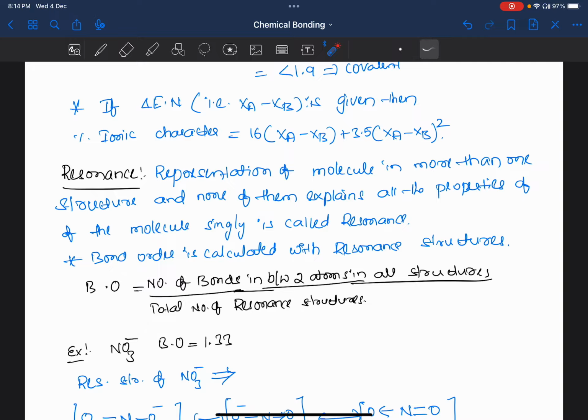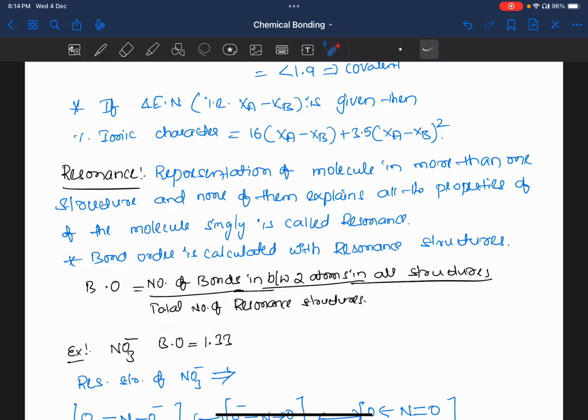But here resonance means representation of a molecule in more than one structure. Generally for most compounds, only one structure is given, but for some compounds, more than one structure is given. In that case, none of the structures alone explains all the properties of the molecule, so these resonance structures are given. That is what is called resonance.